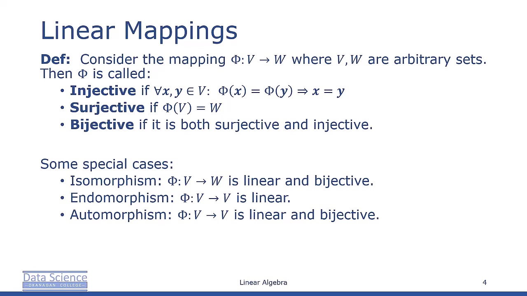Some special cases of functions, taking advantage of these definitions: an isomorphism is a function that maps set V to W that is both linear and bijective. An endomorphism is a mapping from V to itself that's linear. An automorphism is a mapping phi from V to itself that's both linear and bijective.